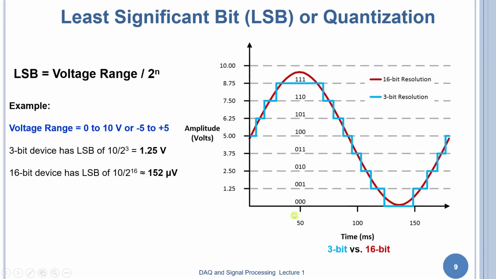So here you can see both the signals are digital, but just by using a higher resolution DAC, you can represent your signal more continuously as compared to a lower bit resolution signal.